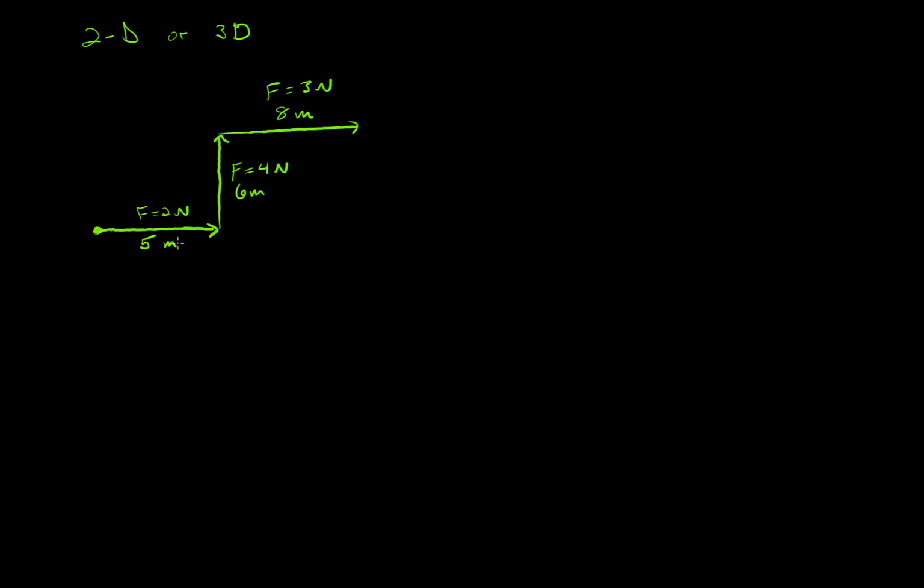So when we want to deal with this kind of stuff, just like we did previously, we can deal with each segment independently. So the total net work would be the work of segment 1 plus the work of segment 2 plus the work of segment 3 and so on. So that would be this force times this distance. So we get 2 newtons times 5 meters, plus the work in this direction, 4 newtons times 6 meters, plus the work of the last section, which would be 3 newtons times 8 meters. Then we just multiply and add.